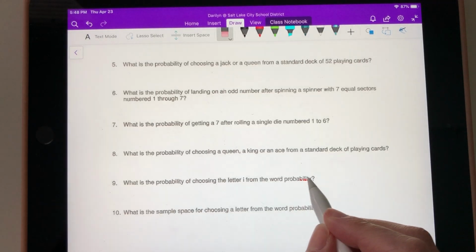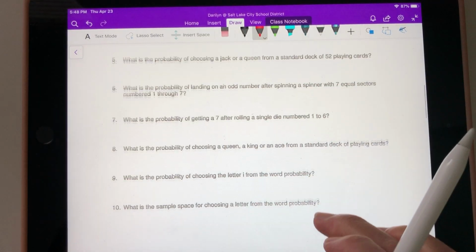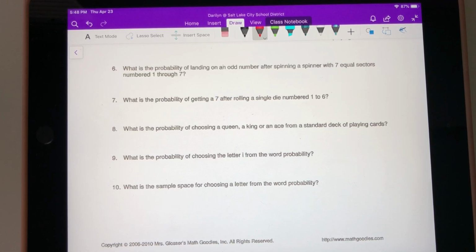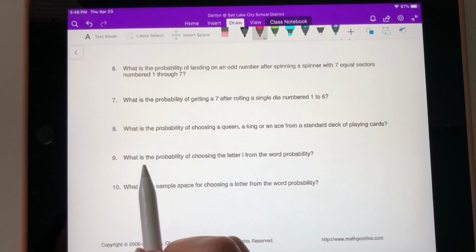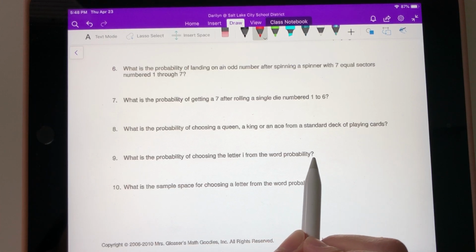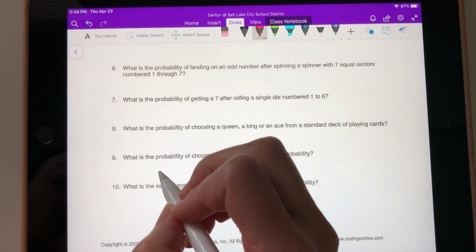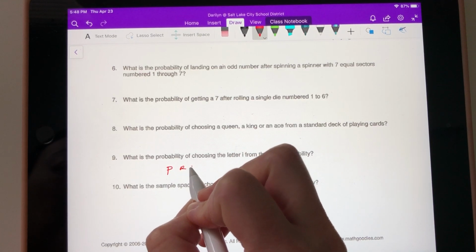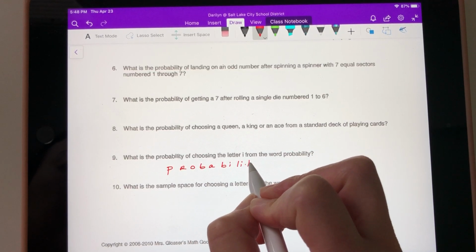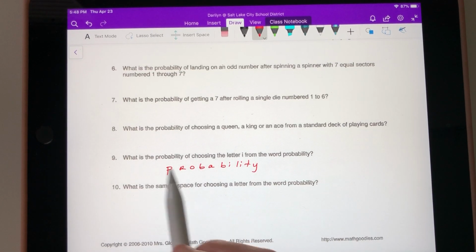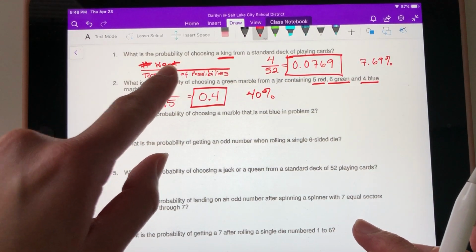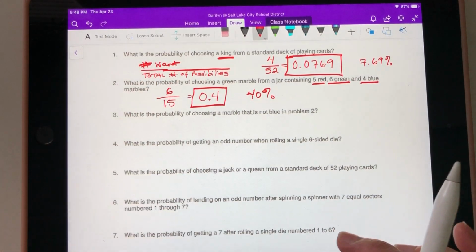Now, the next one that I'm gonna do is number 9 because that one confuses people a little bit. What is the probability of choosing the letter I from the word probability? What I'm gonna do for this is write out the word probability. And I'm going to do the exact same thing I did above: number of what you want divided by the total number of possibilities.